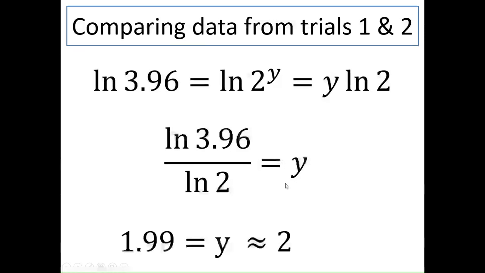Now I want you to understand that at our level we expect the exponents to always come out to whole numbers. Later on, when you get more sophisticated in higher level chemistry studies, you may end up with some non-whole number exponents in your rate laws. But for now, we always expect them to be whole numbers. So the fact that it came out to 1.99, we're going to chalk up to some kind of experimental error, and we're going to round it off to 2.